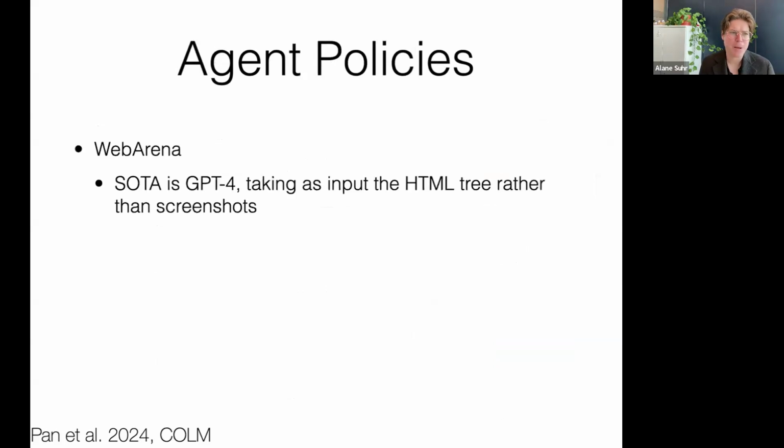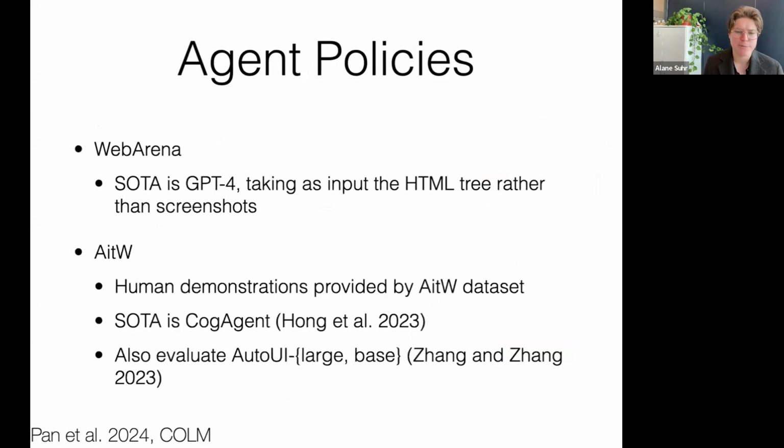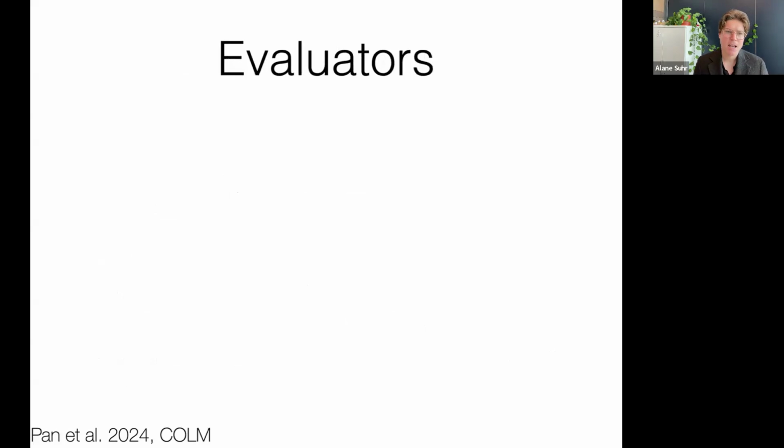So we look at a number of different policies. For WebArena, the state of the art at the time was the GPT-4 text-only model, where it takes as input the HTML tree of a web page. For the Android in the Wild setting, which is, again, this Android device control setting, we're going to compare against some state-of-the-art models, as well as the human demonstrations that were provided with the data set, because we want to make sure that our evaluator works both for poor policies as well as good policies that we know should be good, like the human demonstrations.